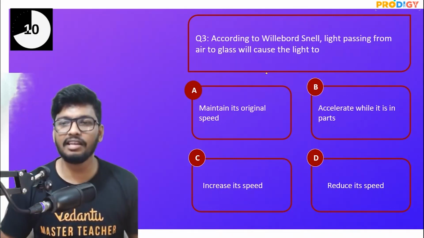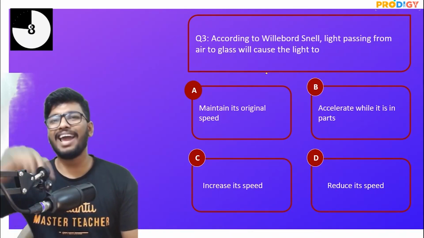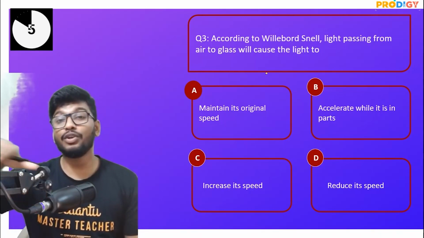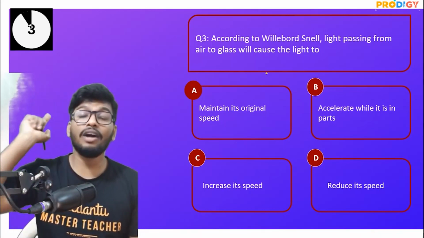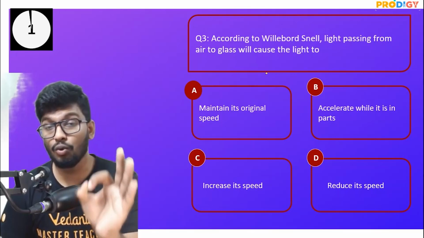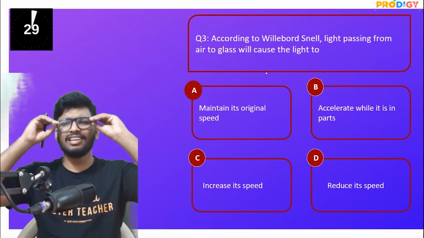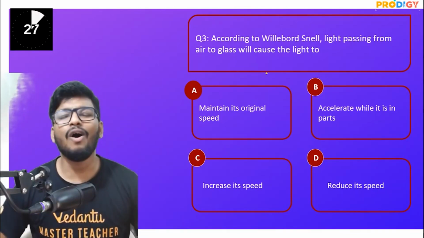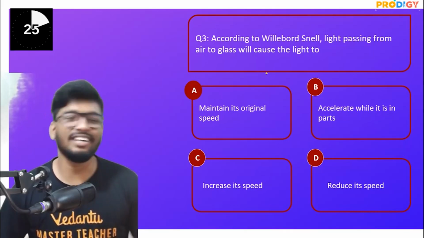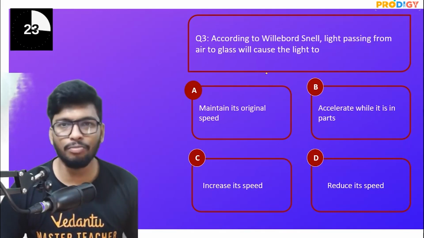Let me repeat the question. If a ray of light is passing from air into glass, then would your light ray maintain its original speed? Would it accelerate while it is in parts, or would it increase its speed or decrease its speed? Punch more seconds, people.